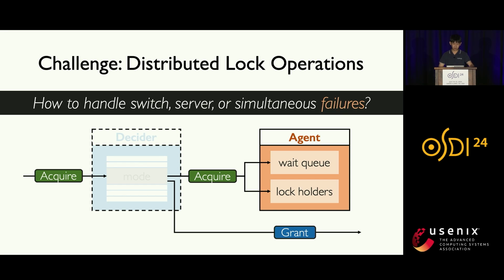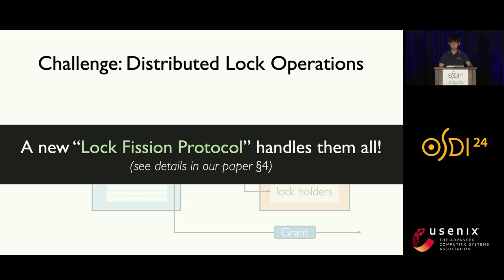For example, the switch will fail and the server will fail independently, or they will fail simultaneously. How to recover from failures of this with minimal overhead. So to address these challenges, we designed a new log fission protocol and prove its correctness. For simplicity, we will not dive into the protocol details in this talk. Please refer to section 4 in our paper if you are interested.